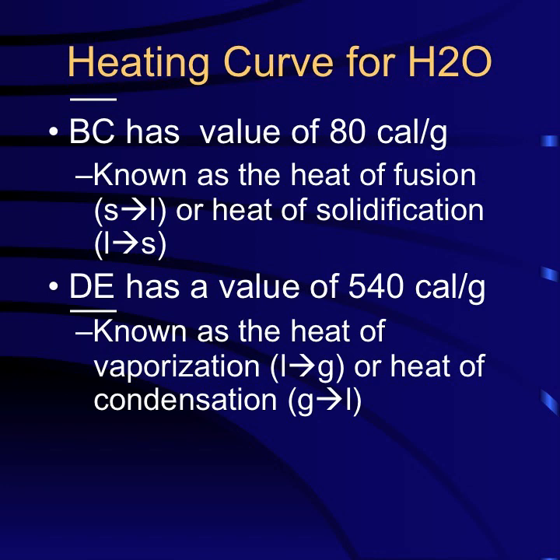Segment DE is called the heat of vaporization or the heat of condensation. It depends on which way you're going. If it's the heat of vaporization, then it's the amount of heat that must be absorbed by 1 gram of water to convert itself into 1 gram of vapor or steam at the boiling point. Going the other way, if 1 gram of steam is losing 540 calories, then it will convert to 1 gram of water at what's known as the condensation point.